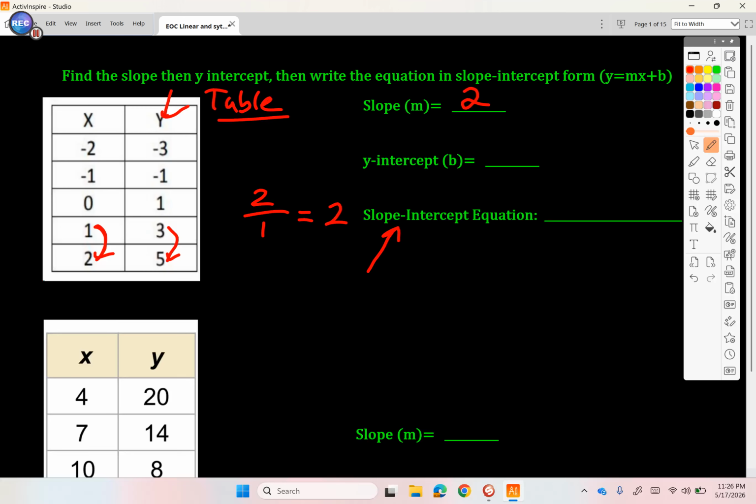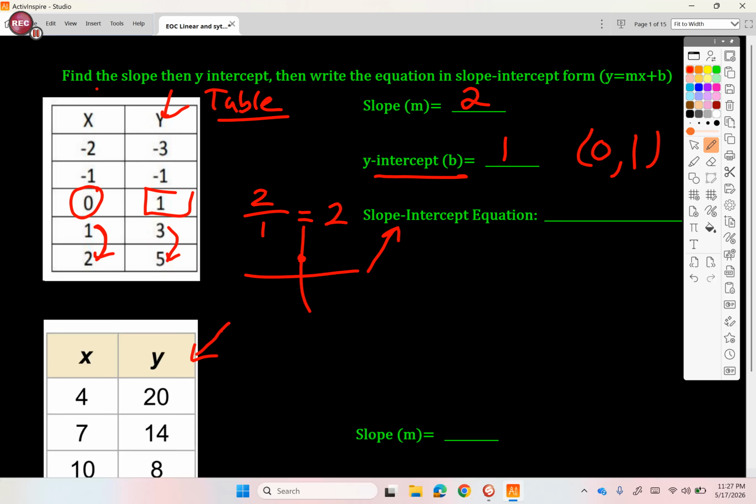Now my y-intercept, sometimes I have to solve for it, like on this question right here, sometimes I don't. When your x value is 0, the number attached to it has to be your y-intercept, because that lands right on the y-axis when you graph it. So your y-intercept is 1. As an ordered pair, it'd be 0, 1.